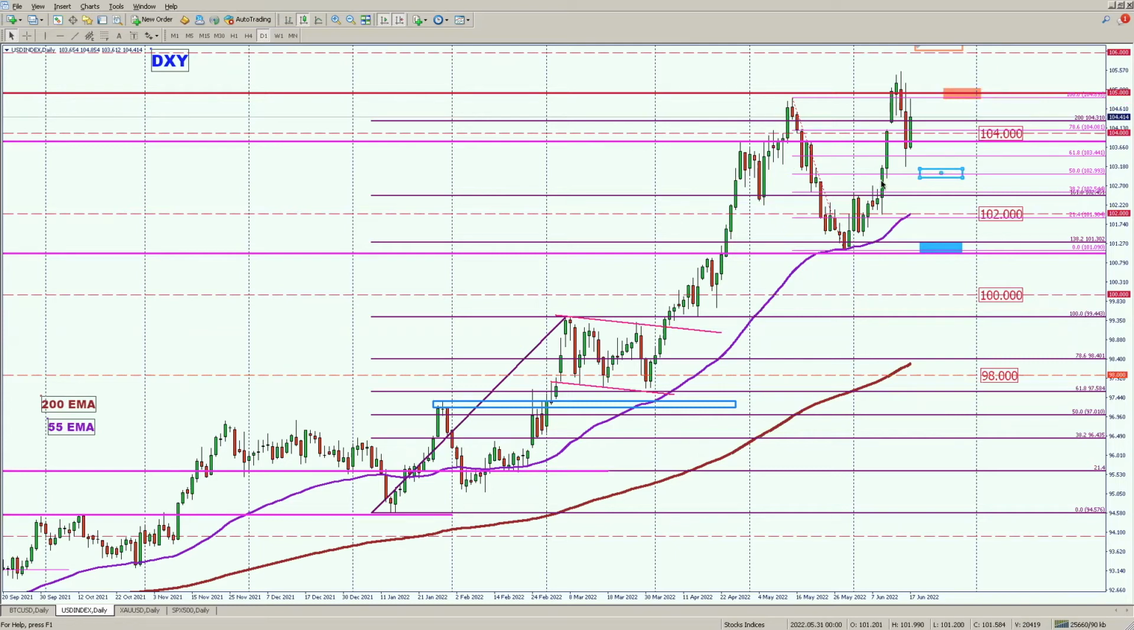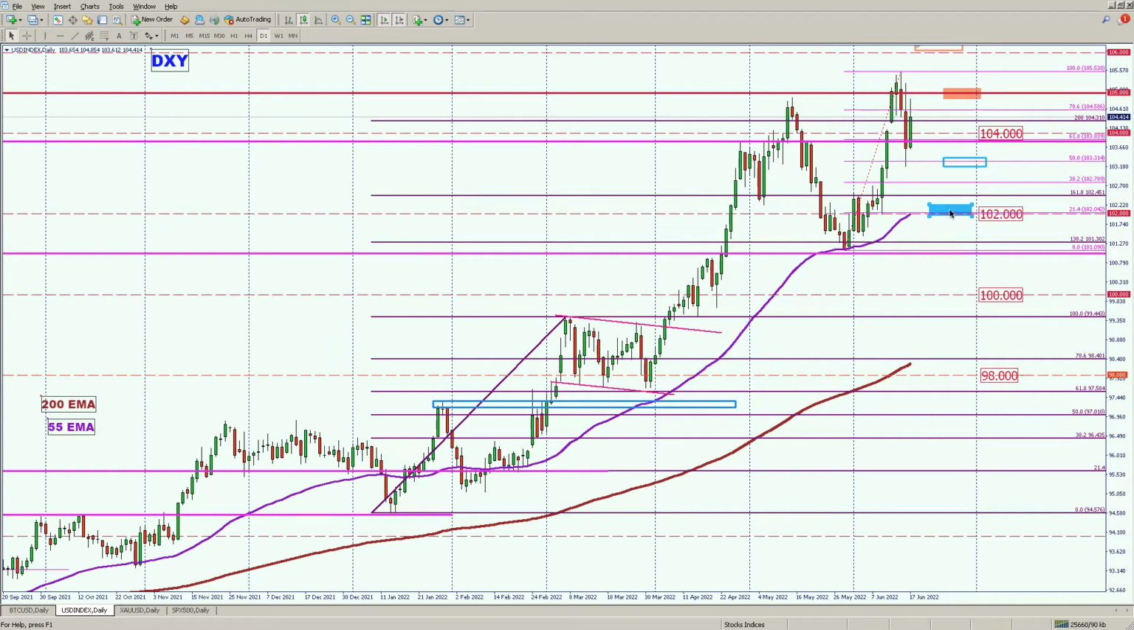And the 50 fib retracement, we could also move this fib now to the recent retracement, and it did find support at the 50 fib retracement. So that's where the support is going to be. And it could move this key support zone now to 102 as the daily 55 rises into that area.